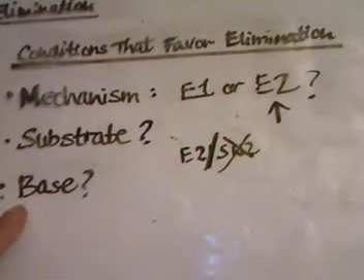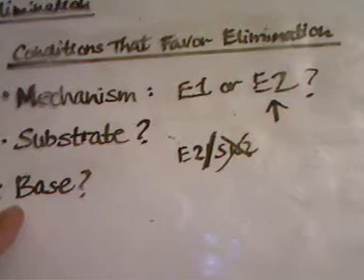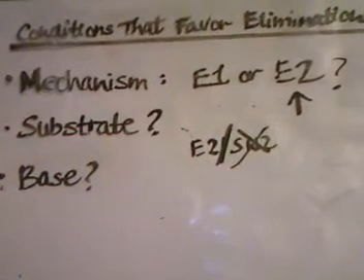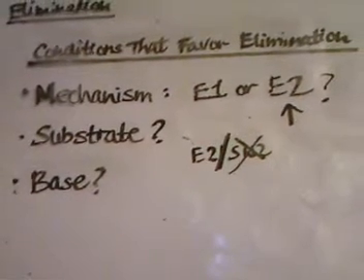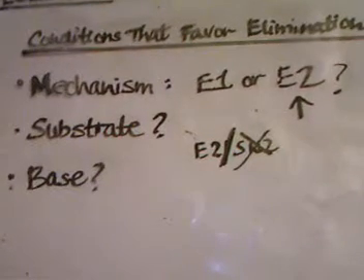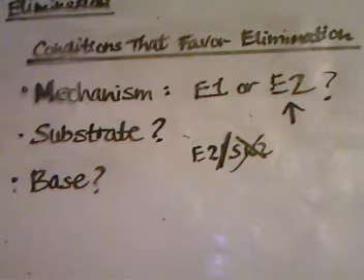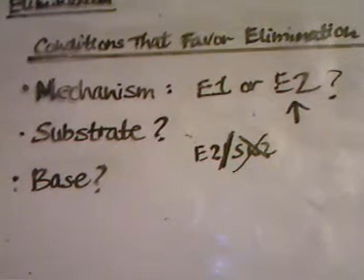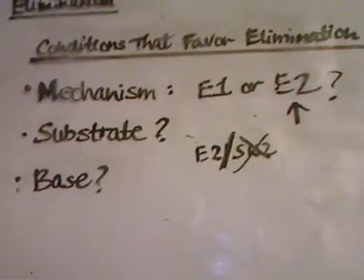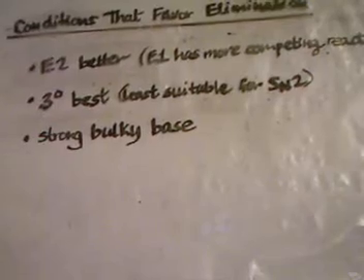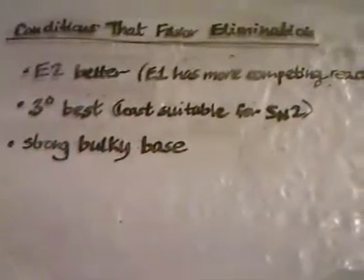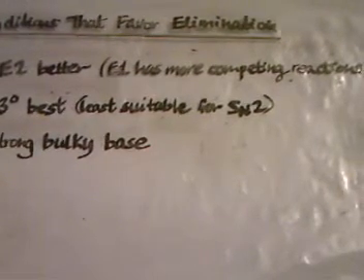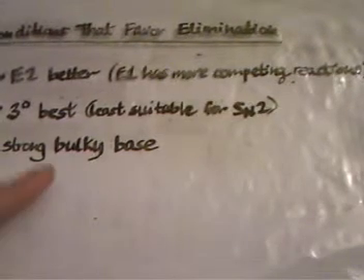And then the last thing that we mentioned, and a really important point to keep in mind, is the choice of base. What base can we choose that can favor elimination over substitution? And the answer was preferably a strong, bulky base. And the reason for that was that bulky bases are usually poor nucleophiles. And if we have a base that's a good base but a poor nucleophile, that's also one where we can minimize substitution. So here are your conditions that will favor elimination over substitution. We said E2 is better, E1 usually has more competing reactions. Tertiary substrates are the best. And strong, bulky base.